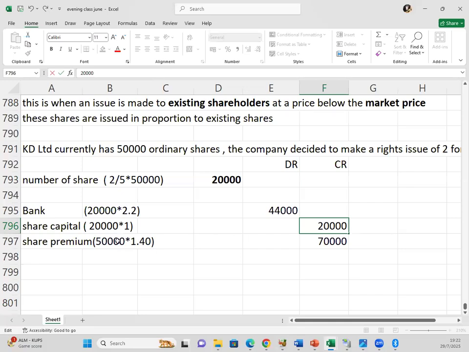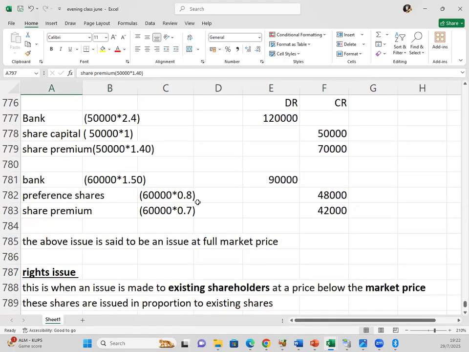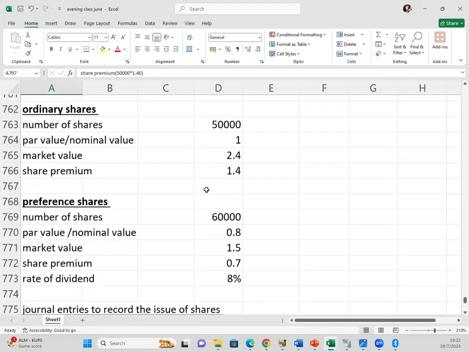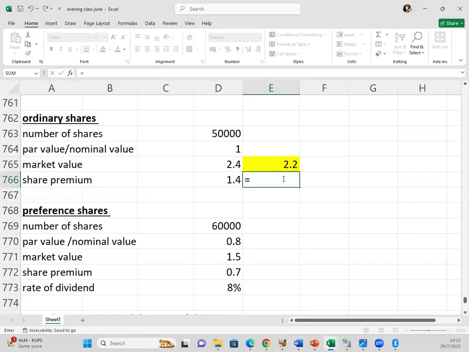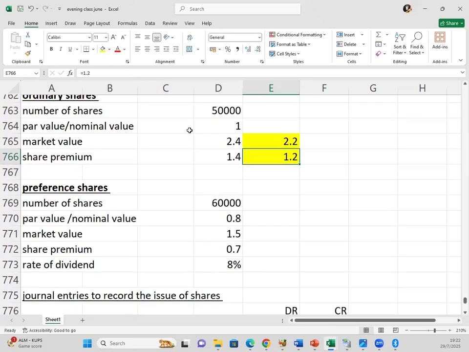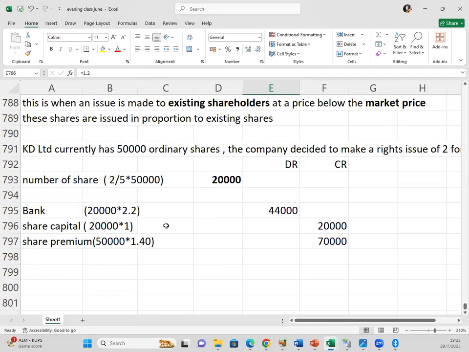But now the share premium, it used to be $1.40. It means now we are saying $2.20 minus the par value. So we're now saying 2.20 was the market value for the issue. We are selling at 2.20. So the premium now is 2.20 minus the par value of one dollar, giving us, instead of $1.40, a premium of $1.20.